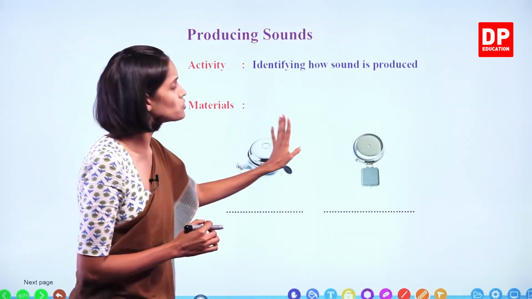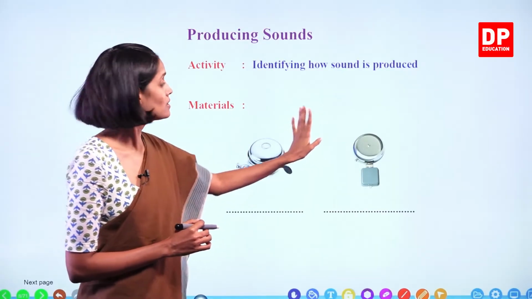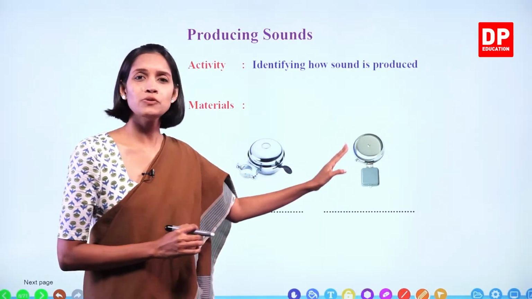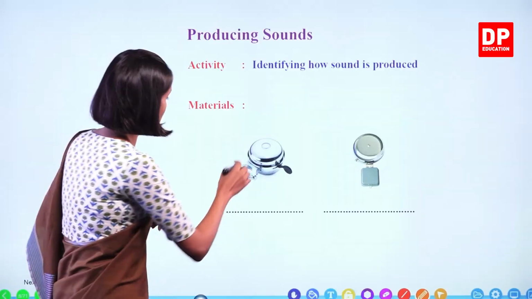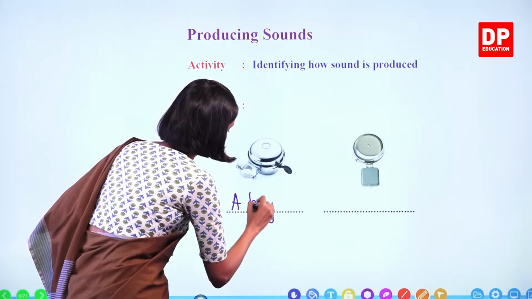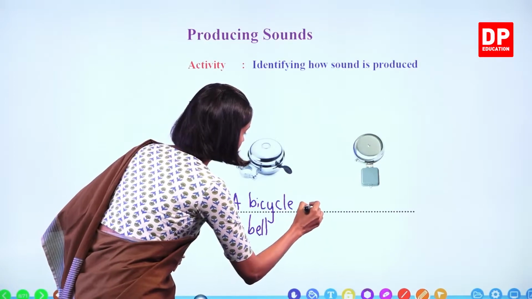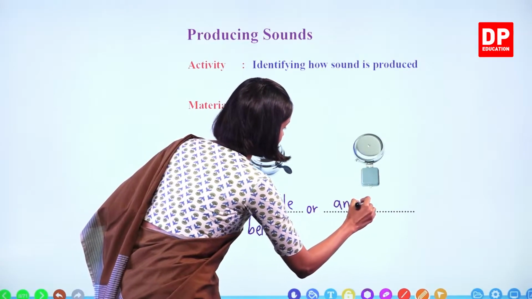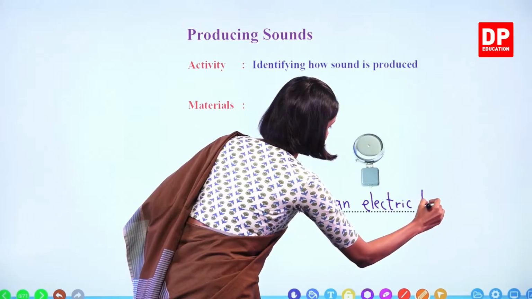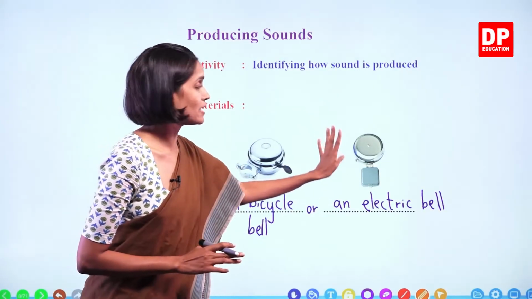So what do we need to do this activity, children? We need a bicycle bell, or even you can use an electric bell. So in this activity, I am going to use an electric bell, but you can even use a bicycle bell, okay? We will write a bicycle bell or an electric bell. So in the experiment, I am going to use an electric bell, okay?